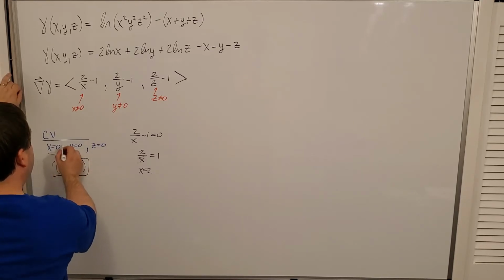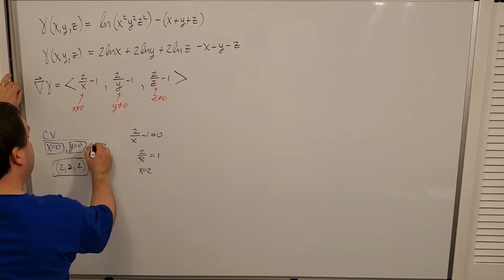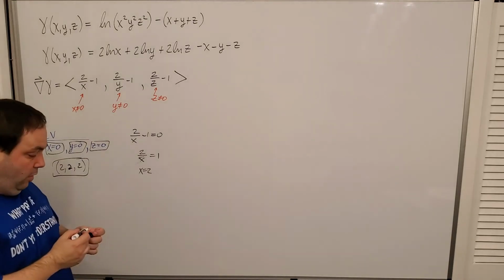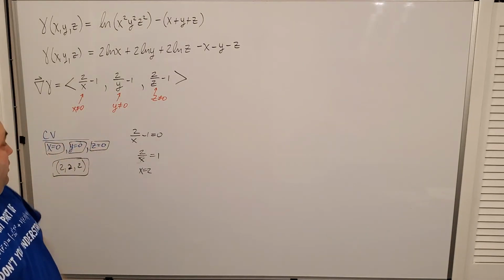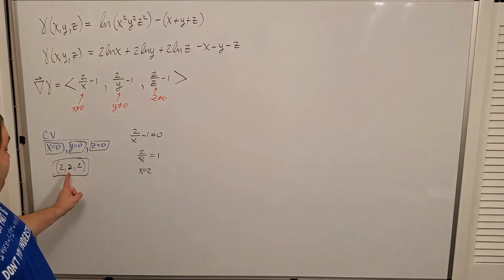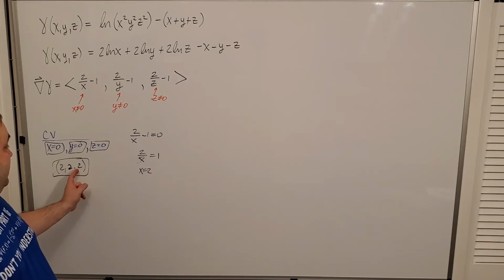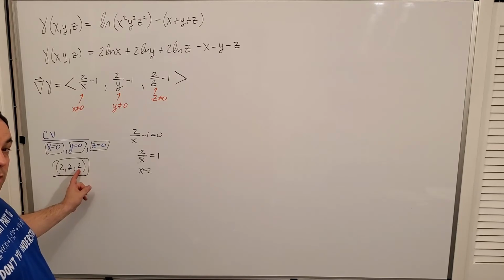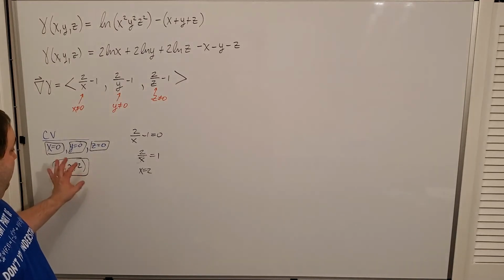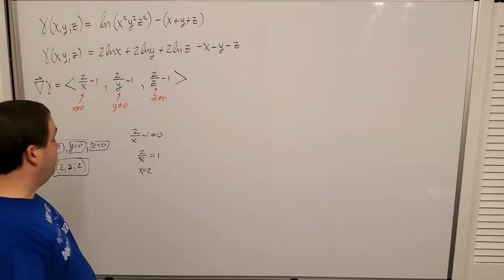Okay? So I have these planes, x equals 0, y equals 0, and z equals 0. Those are all sets of critical values. But then I have the individual critical value 2, 2, 2. And this is the equals 0 kind, equals 0 gradient vector. Okay? That's going to be the fun one.